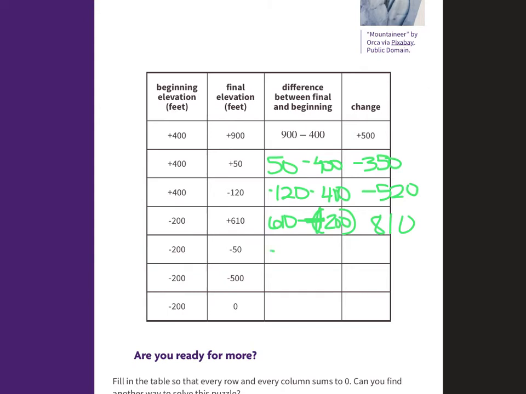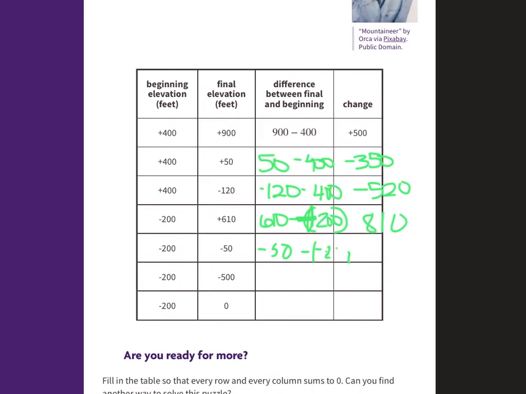So let's look at the next one. Negative 50 minus negative 200. So there's two minuses in the middle, so we can just turn this into a big plus. So negative 50 plus 200 is 150.